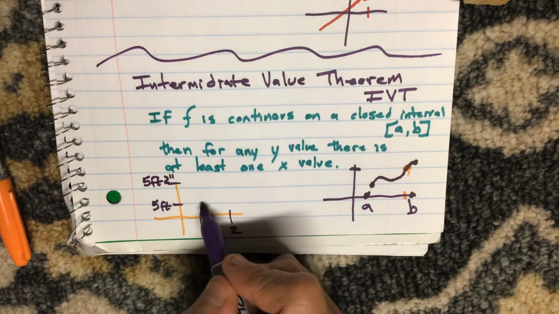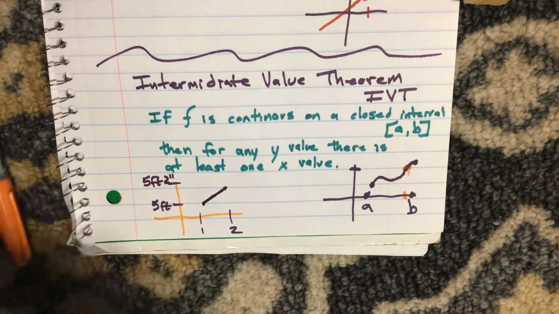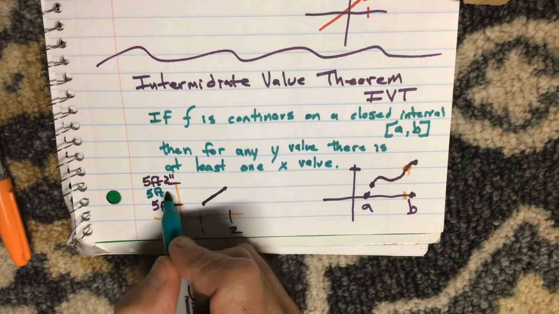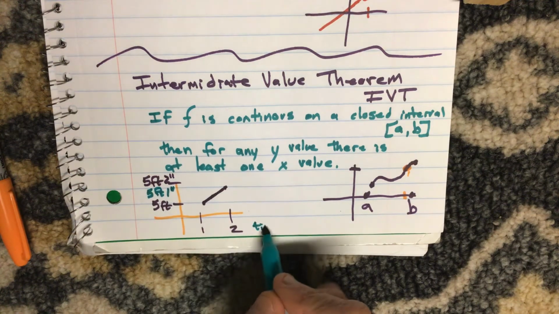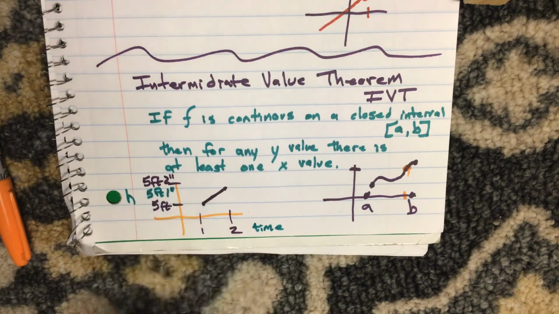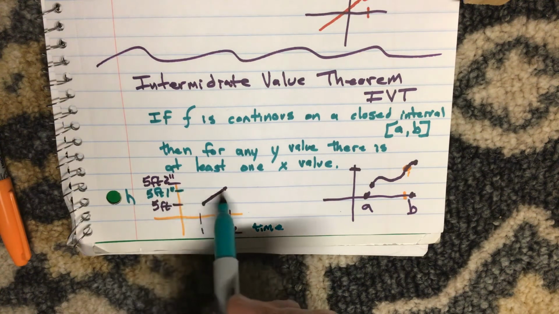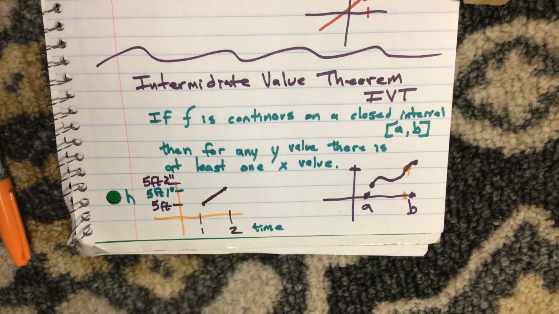then somewhere in between you must have been 5'1", because we don't just shoot straight upwards. Growth is continuous. So this is time, and this is your height. So if you have a y value that says that you were 5 feet tall, then there must be some associated time value. At some time over the course of that year, you must have been 5'1". And that's the intermediate value theorem.